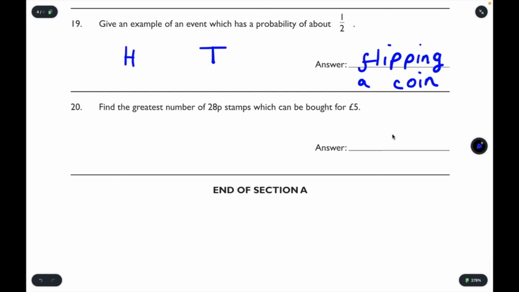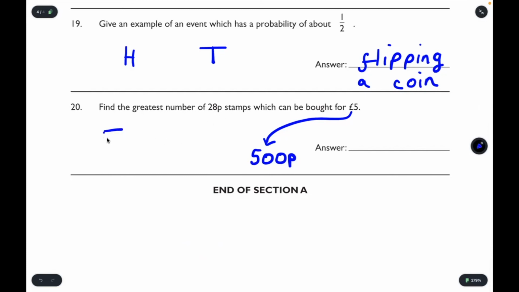20. Find the greatest number of 28p stamps which can be bought for £5. Well, these are in 2 different units. This is in pence and this is in pounds. So first of all, let's bring this into the same unit and say this is the same as 500 pennies. Now we need to see how many lots of 28 pennies goes into 500 pennies. So now we need to do 500 divided by 28. There will be some remainder, of course, if we do this as a long division, but we don't need to worry about the remainder because all it's saying is what is the greatest number of stamps you can buy, i.e. when you divide 500 by 28, what's the whole number?